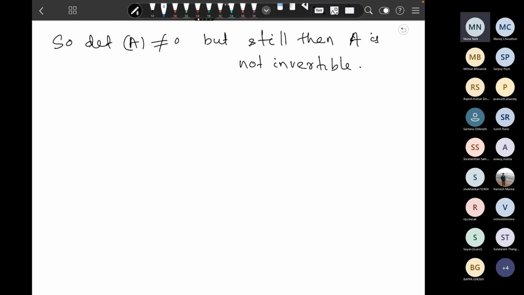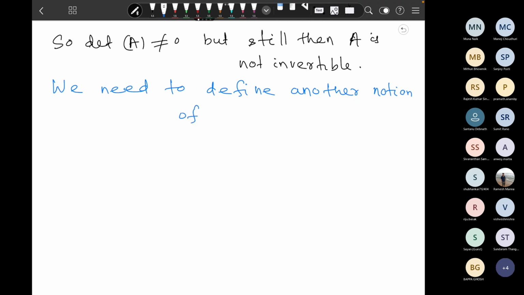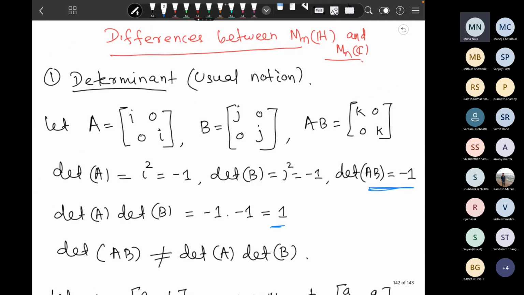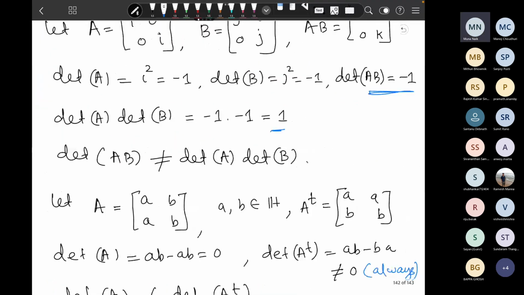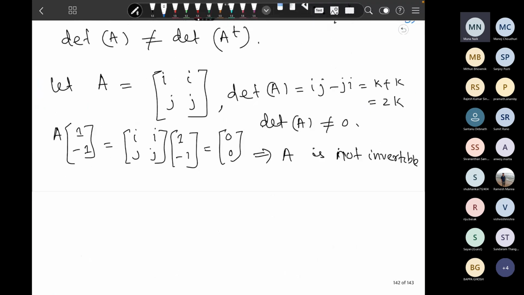So that means this notion of determinant is not useful. We need to define another notion of determinant, because whatever properties of determinant we want, they are not coming.